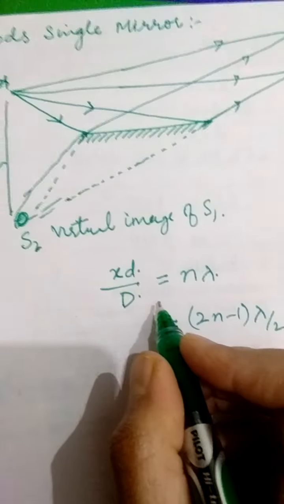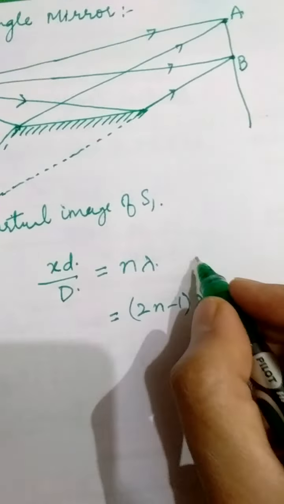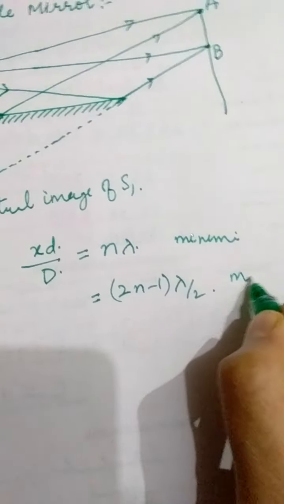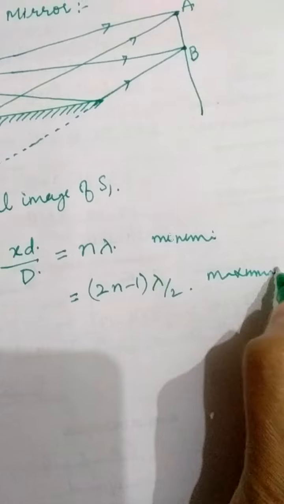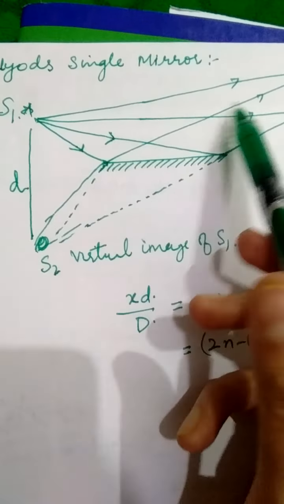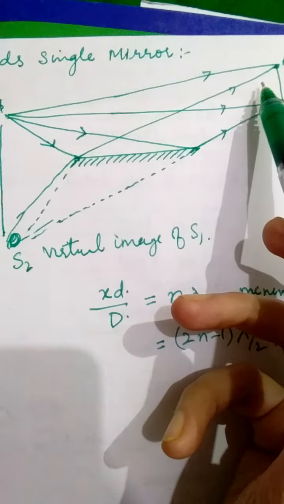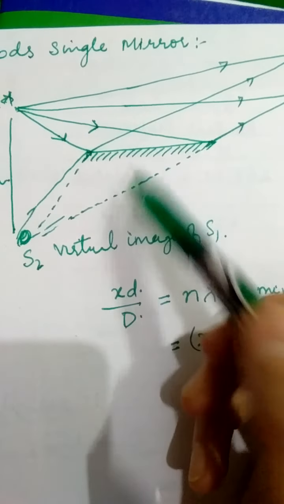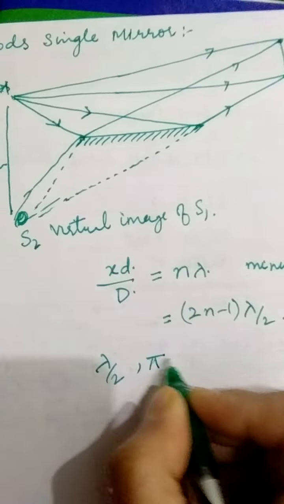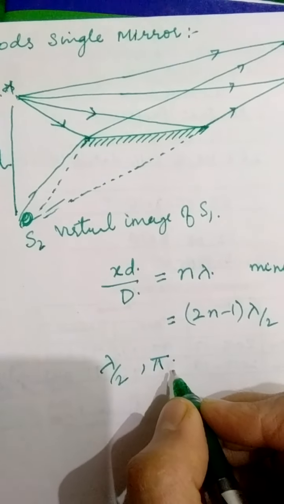But here the condition is reversed. This is the condition for minima and this is the condition for maxima. And why does that happen? Because on account of reflection from a denser to rarer medium, there is an extra path difference of lambda by 2, or a phase difference of pi, that is introduced in the light wave.